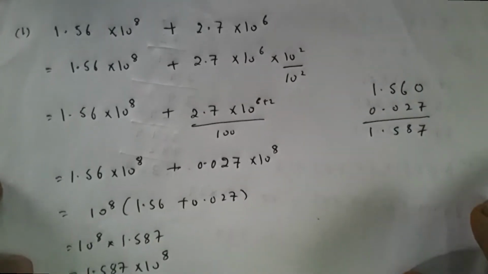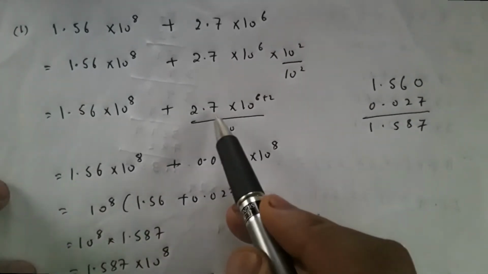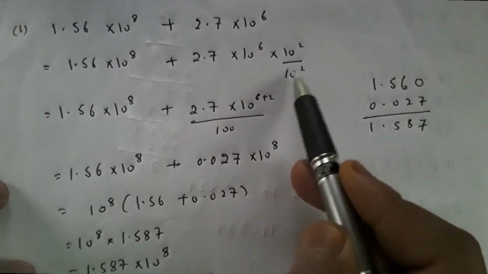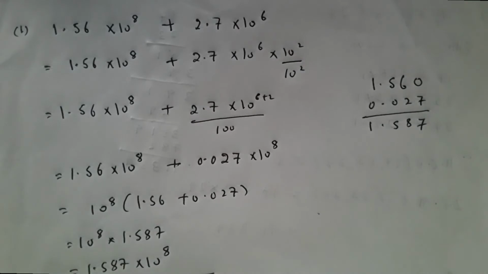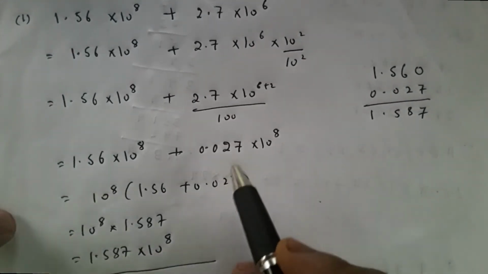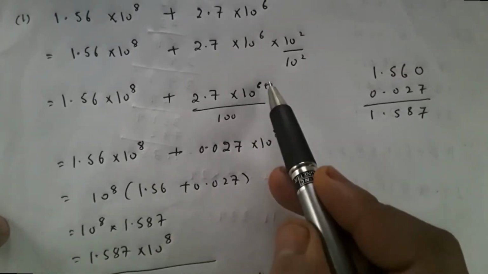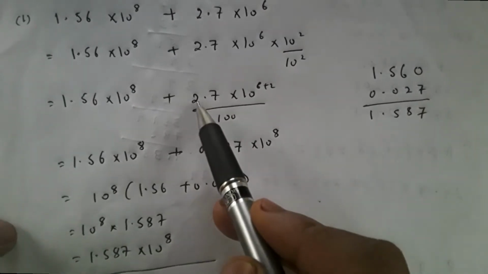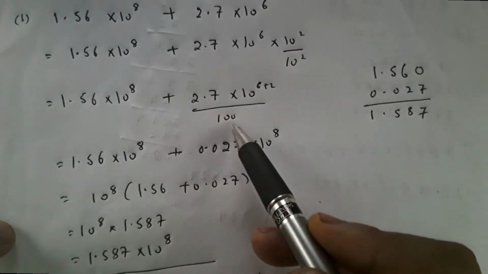So this is the same, 2.7 into 10 raised to power 6 plus 2, and the 10 square here becomes 100. And 1.56 is the same, plus 10 raised to power 6 plus 2, which is 10 raised to power 8. Now 2.7 divided by 100.